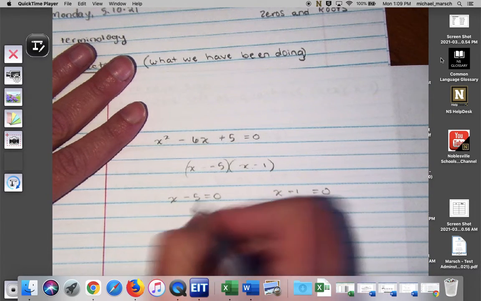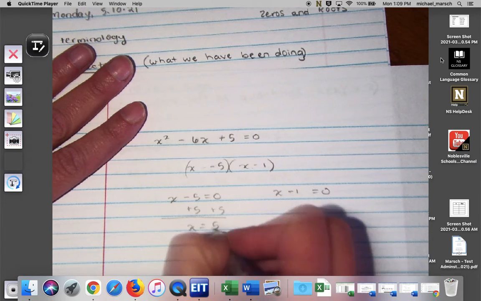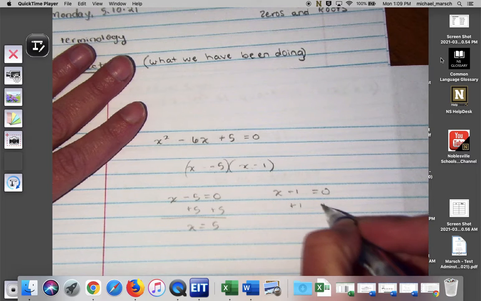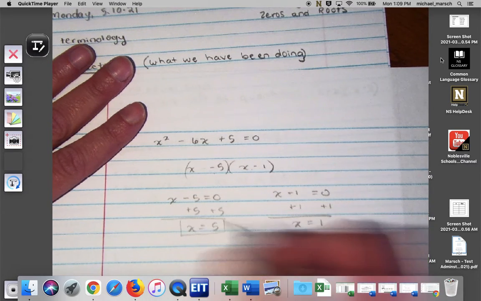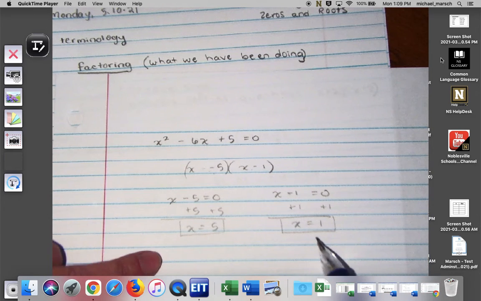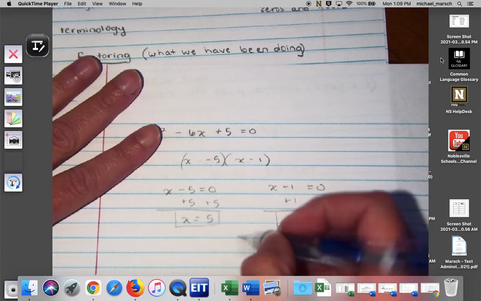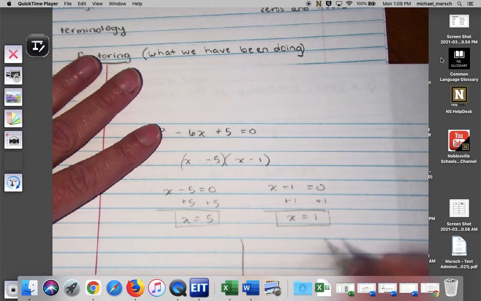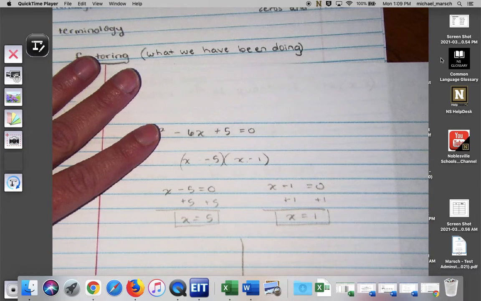So I would add 5 to both sides. This is just a one-step equation. You guys are really good at these. Add 1 to both sides. Again, a one-step equation. And I have these two values that are my one-digit value answers. These two values are called zeros, also known as roots, because they are going to be my x-intercepts if I had a parabola.